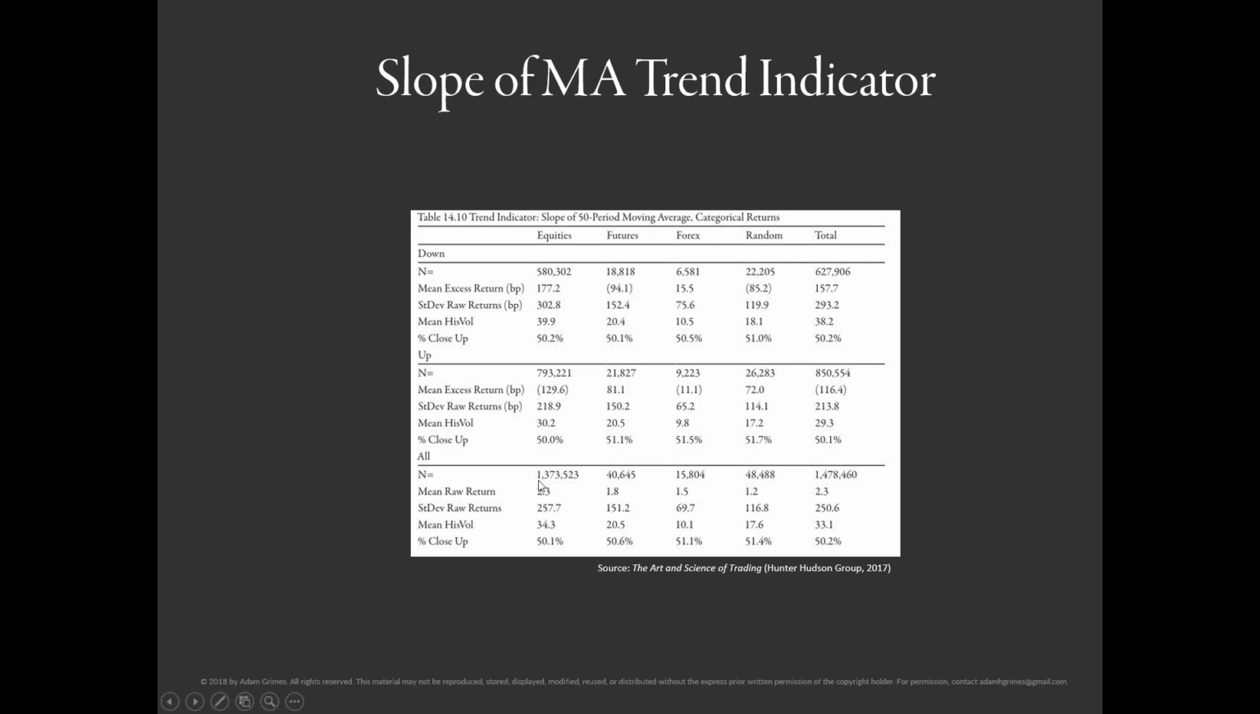So what we're looking at here is, just look at the equities with me for a moment. The bottom box here, we're looking at 1.4-ish million daily bars of stocks with a mean raw return of 2.3 basis points. And 50.1% of these bars closed up over the time period and sample that I was looking at. Now, go up to the top box. By the way, 2.3 basis points is very, very close to zero. Let's just assume it's zero. If the moving average is sloping down, the mean excess return is a whopping 177 basis points.